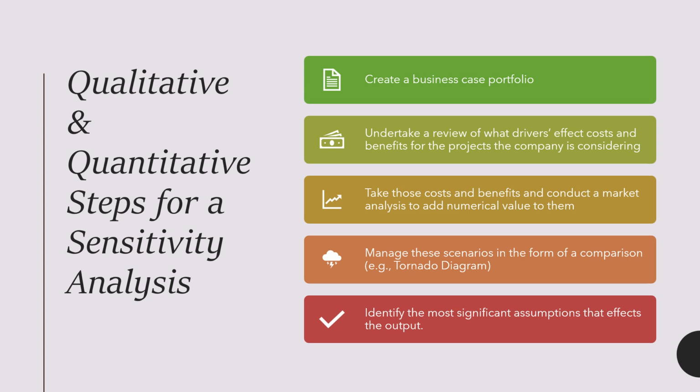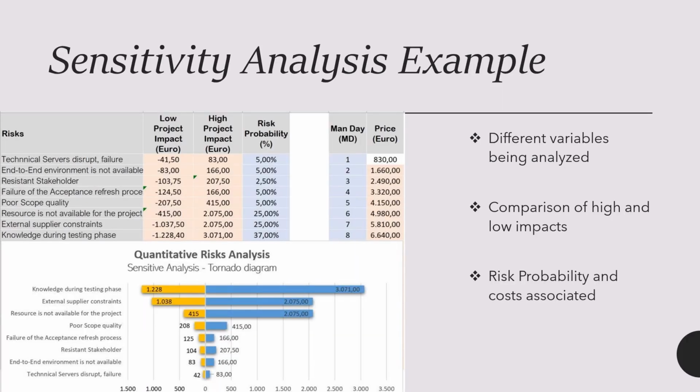a tornado diagram, or identify the most significant assumptions that affect the output. An example of this is listed in front of you. What you can see provided are different variables being analyzed, comparisons of high and low impacts, risk probabilities, and costs associated. Evaluating this one project out of a business portfolio, we can see all the risks associated with this particular selection and the impacts it may bring forth. Notice that the impact listed at the bottom of the chart and at the top of the tornado diagram indicates the knowledge during the testing phase, which is the most significant variable.